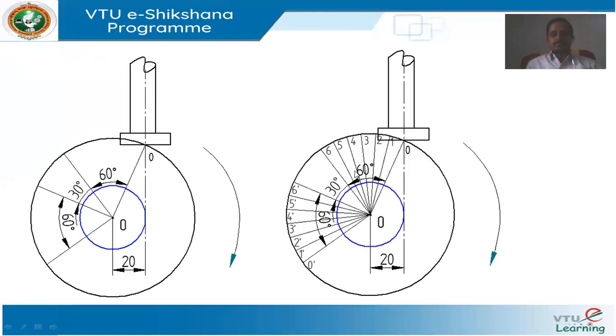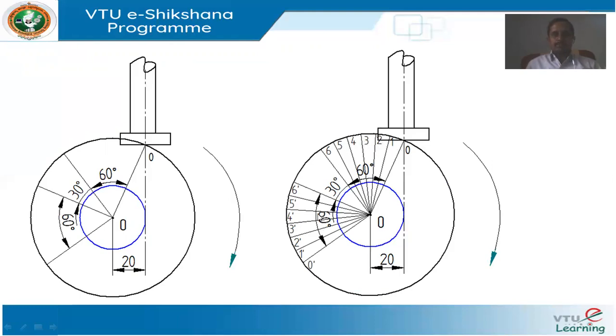In the next step, we need to divide this outstroke angle and return stroke angle into six equal parts, similar to that selected even number. Here, both outstroke and return stroke are equal to 60 degree. If it is six equal parts, 60 divided by 6 is 10 degree for every division. Now, during outstroke, show these divisions on the circumference of the base circle, like 0, 1, 2, 3, 4, 5, 6.